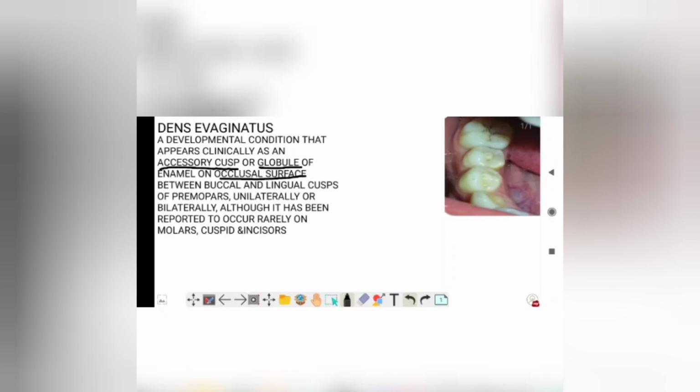Second, where is it found? Between the buccal and the lingual cusps of premolars. Here we can see that these two are the premolars. This is the buccal cusp, this is the lingual cusp, and between these two cusps is the globular structure. Now this can occur bilaterally or unilaterally, that means on both right and left sides or on either side. It has rarely been found on molars, cuspids and incisors, but most cases are of premolars.